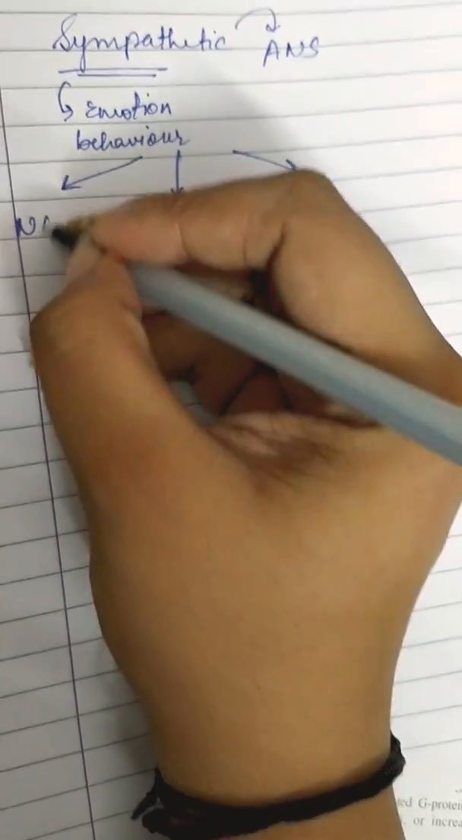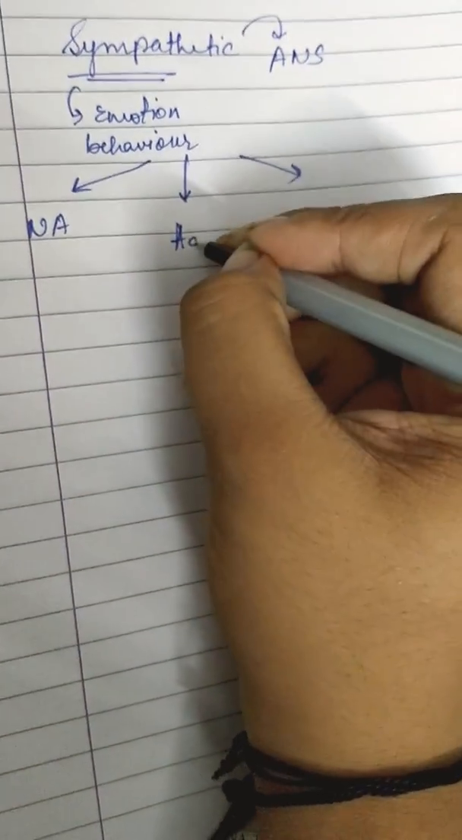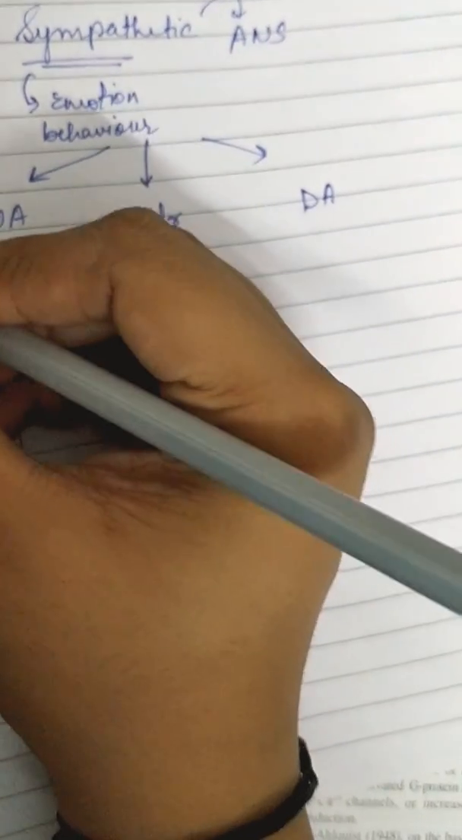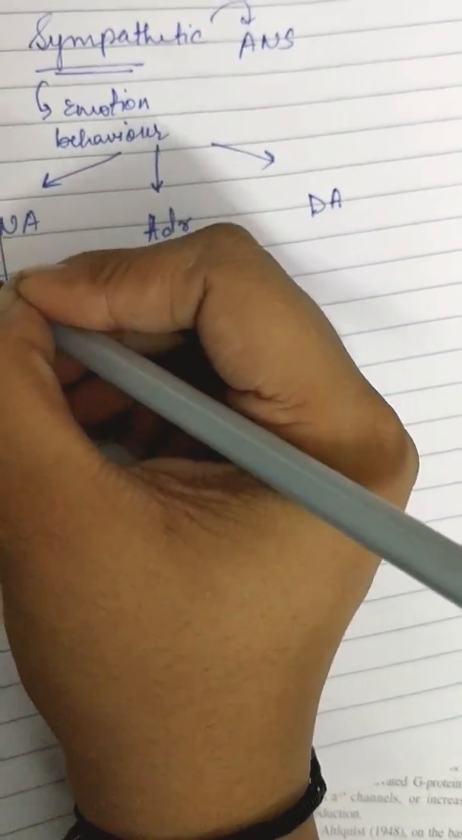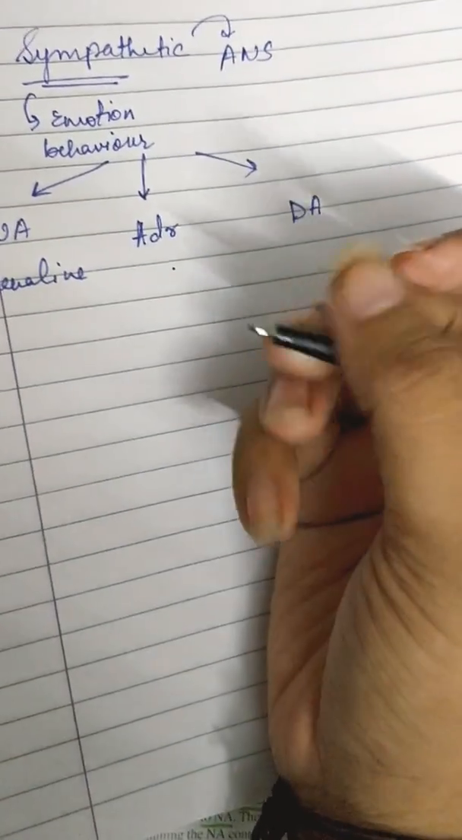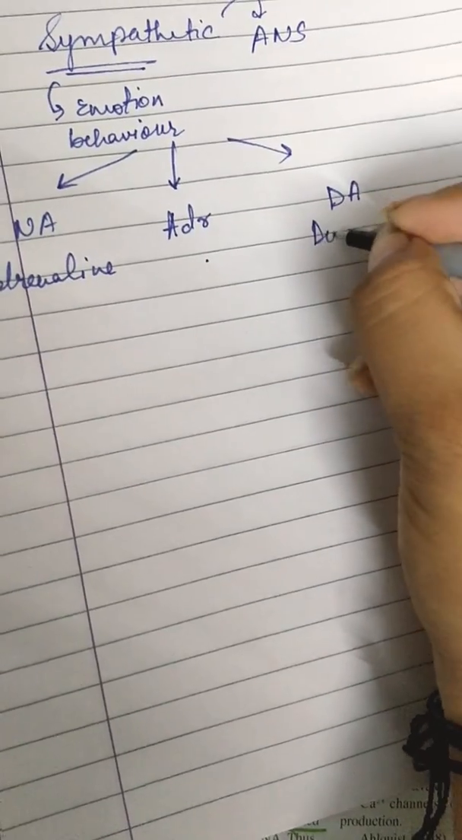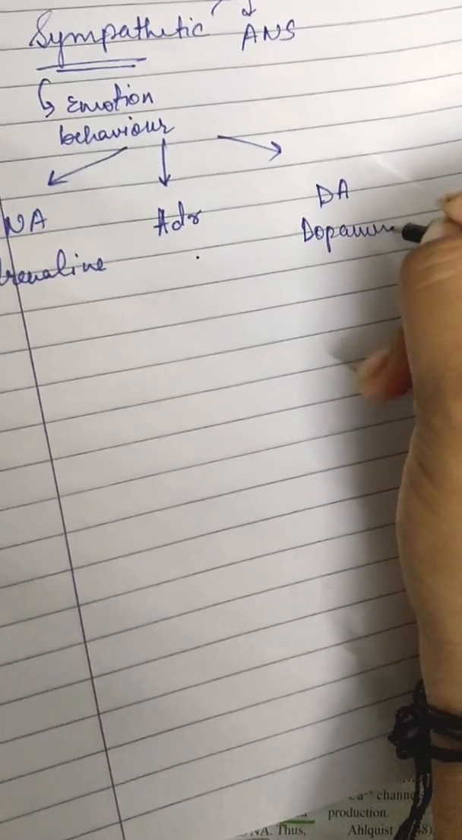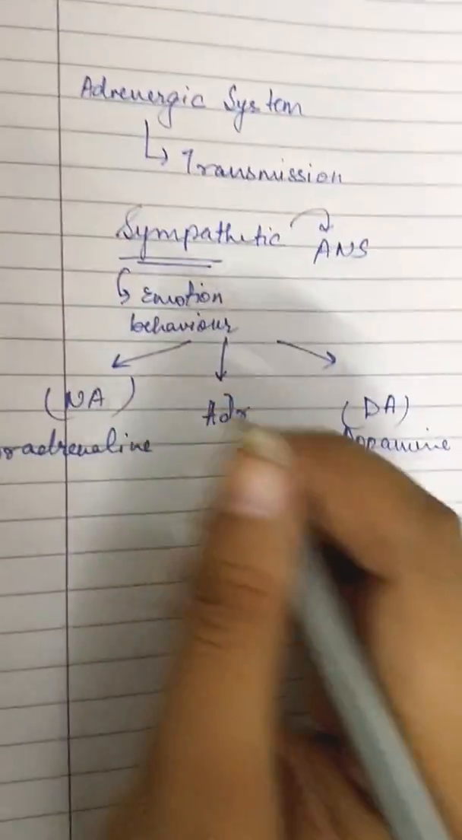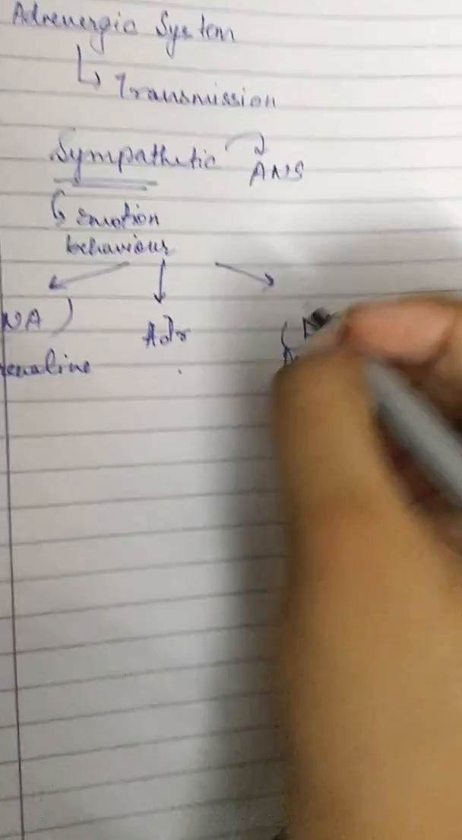We'll learn them by short form: NA, EDR and DA. So NA is noradrenaline. This is adrenaline and dopamine. These all are catecholamines.